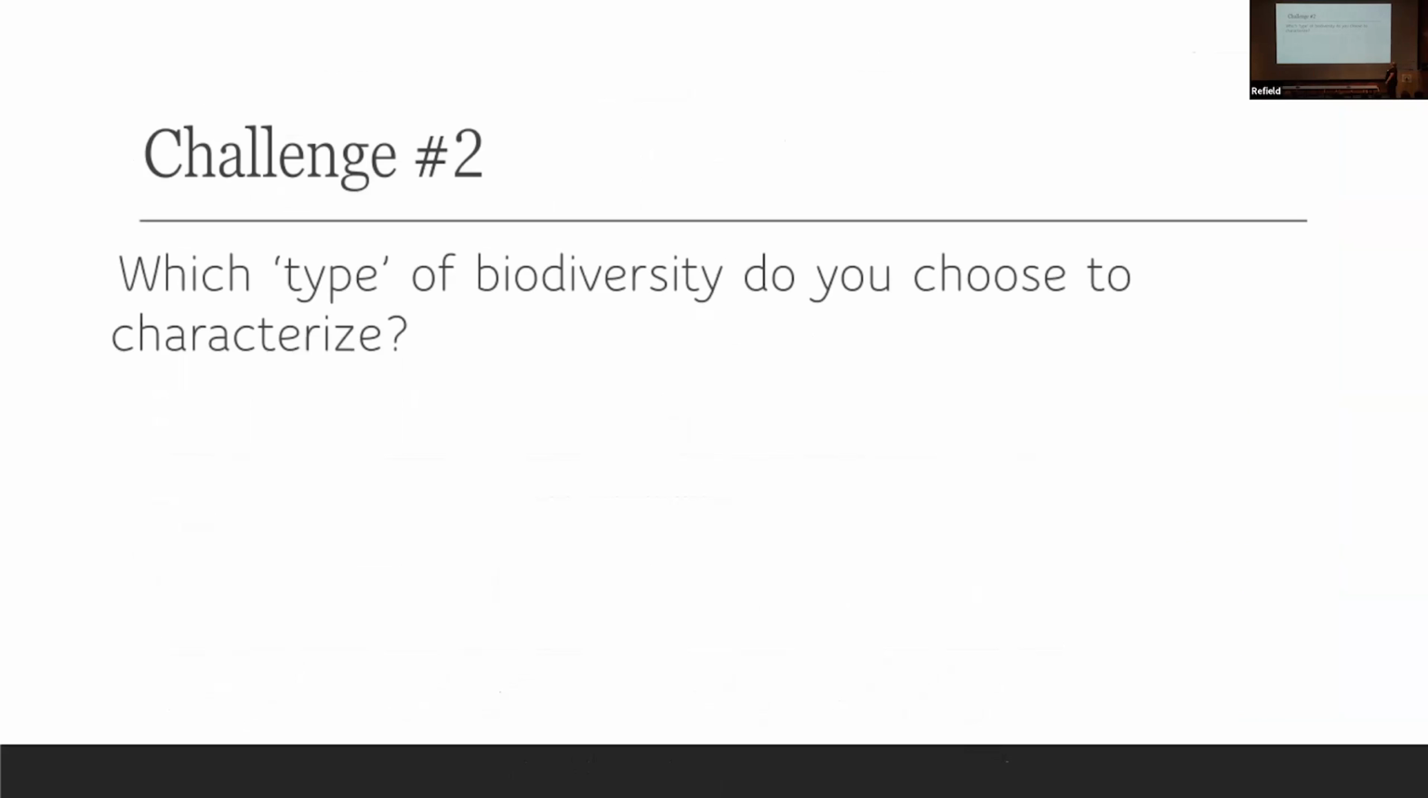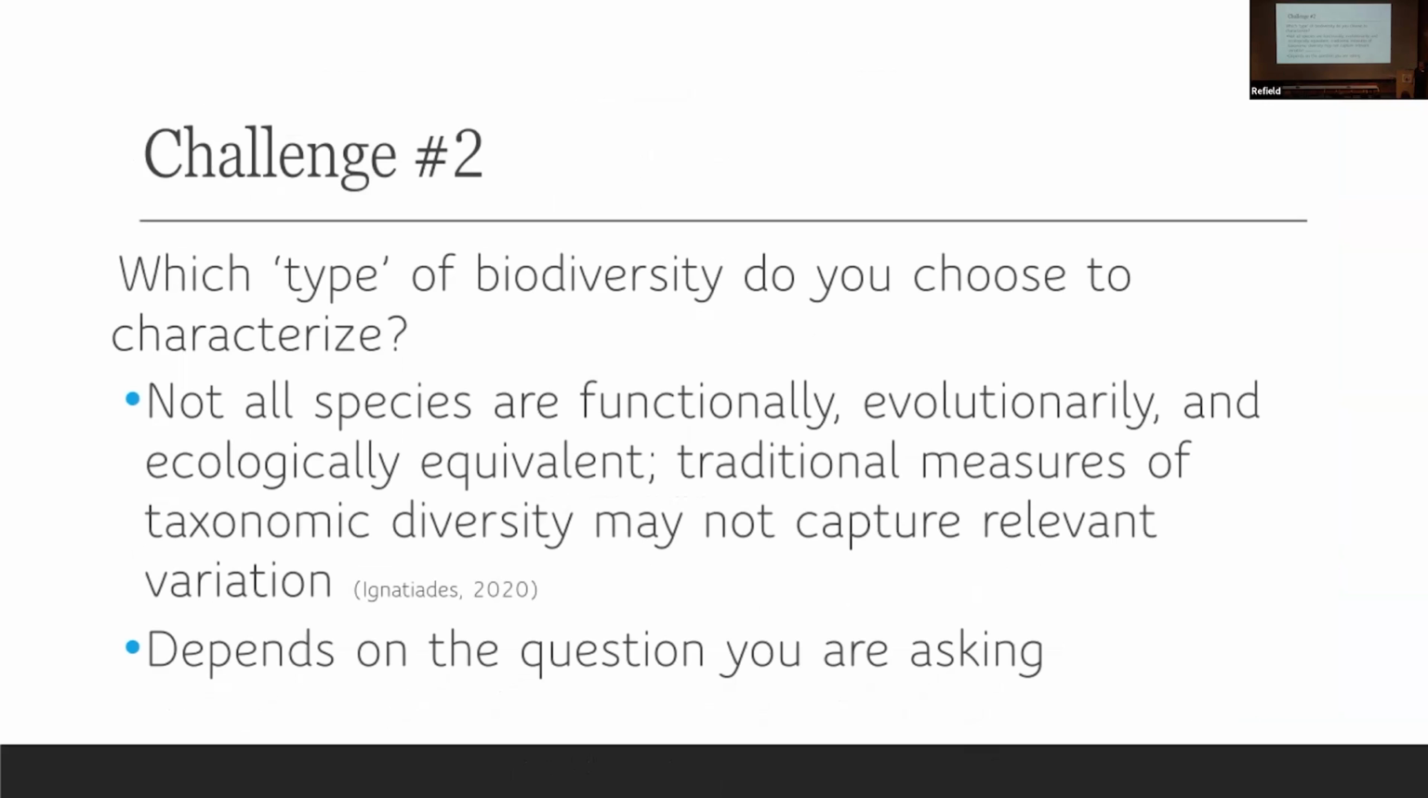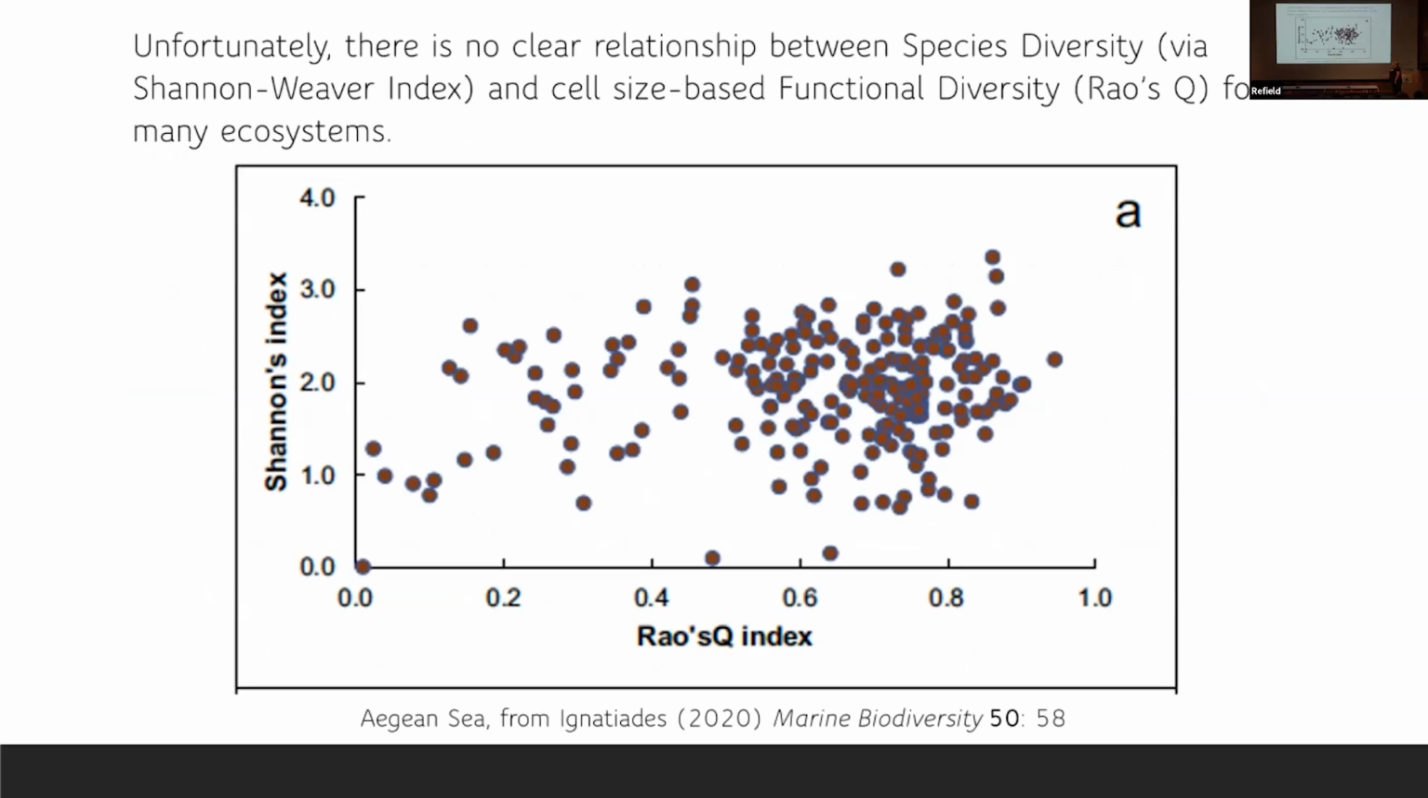Challenge number 2 is what type of biodiversity do you choose to characterize? Not all species are functionally, evolutionarily, or ecologically equivalent, so traditional measures of diversity may not capture relevant variation. And honestly, this really depends on the question you're asking. Right? What are you working with, and what question do you want to answer?